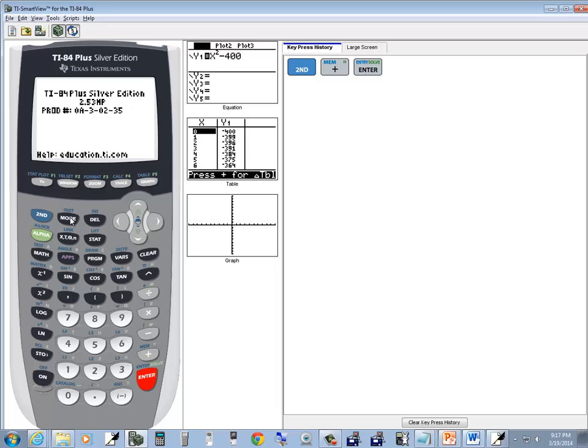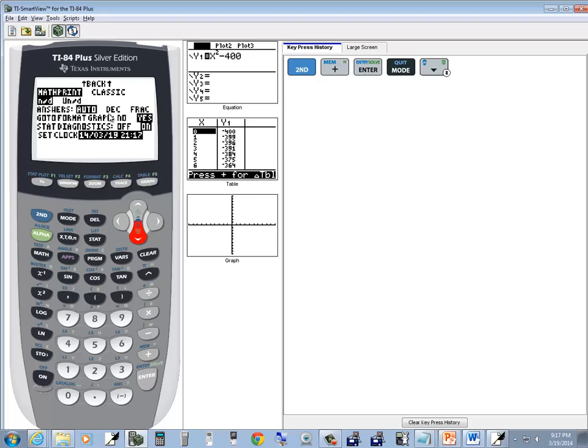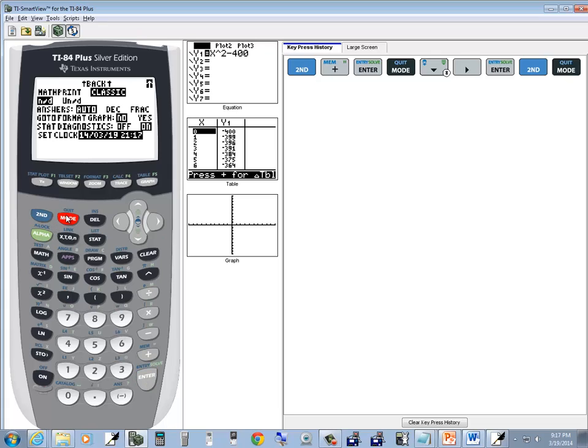I'm going to shut my math print off for purposes of this video. So I go to mode, and I want to down arrow until I get to the second page. If you don't have a second page, that means you don't have math print. And see where it says math print in classic? I'm going to right arrow over and press enter on classic. Second mode, exit.